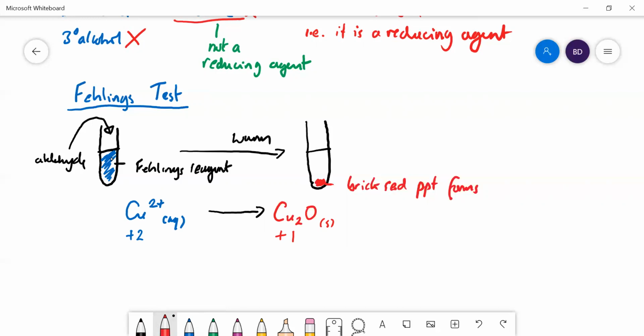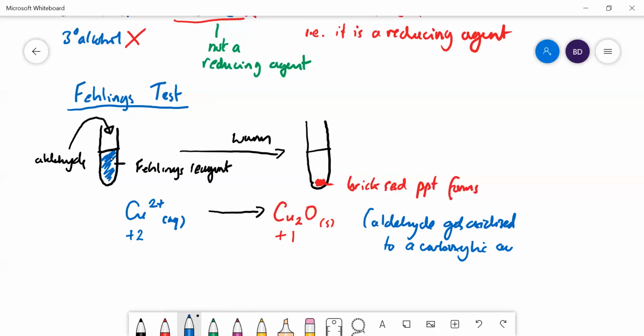What happens in the process there is the aldehyde gets oxidized by the Fehling's. What's it going to get oxidized to? If you oxidize an aldehyde, what do you get? You get a carboxylic acid. Okay, and this test is specific for aldehydes. It won't work with anything else.